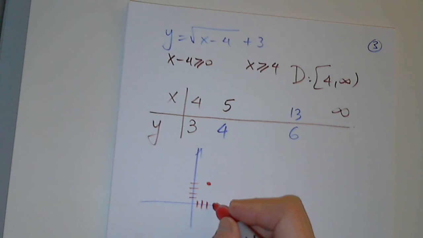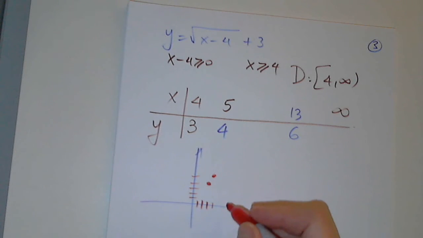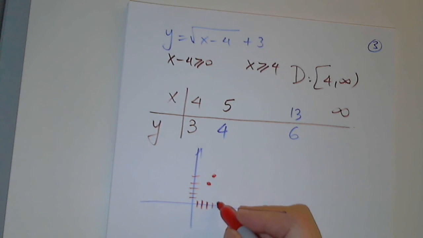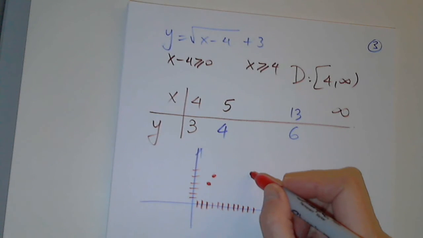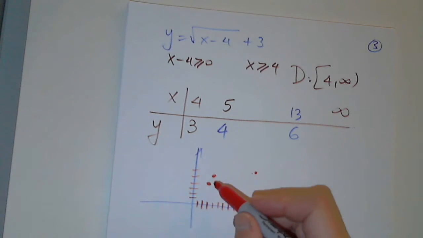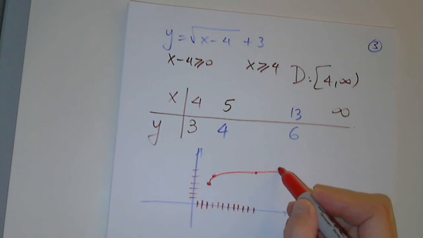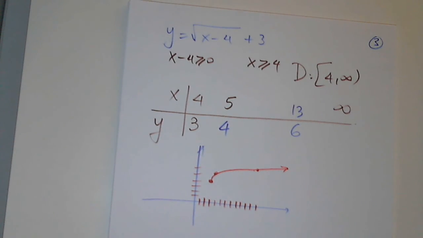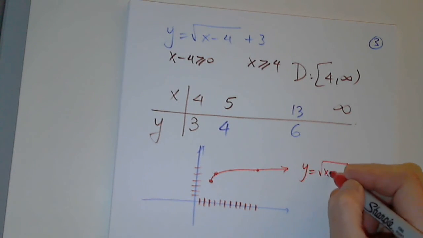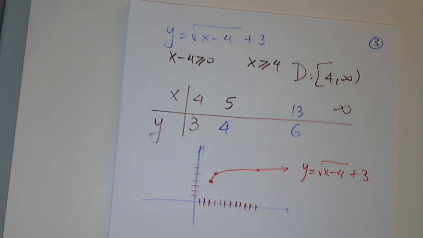So 5, 4. 6, 7, 8, 9, 10, 1, 2, 3, 6. So this is the graph of y equals the square root of x minus 4 plus 3.